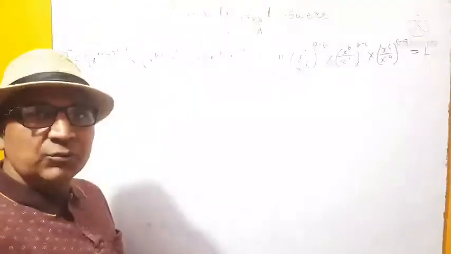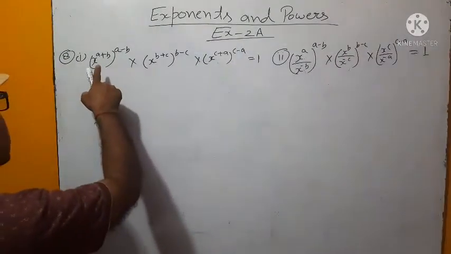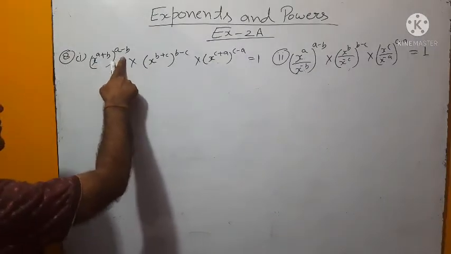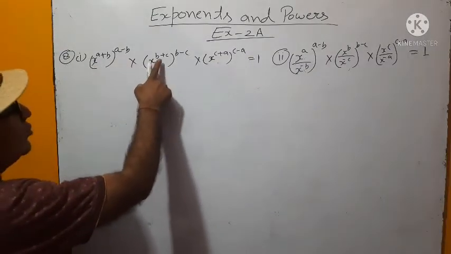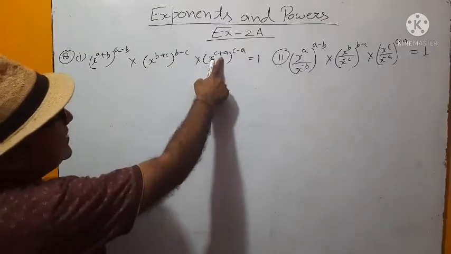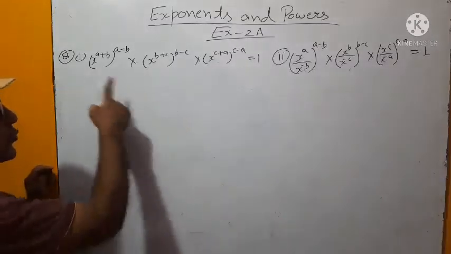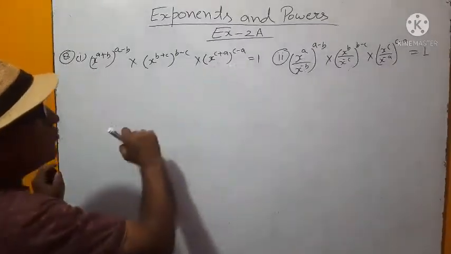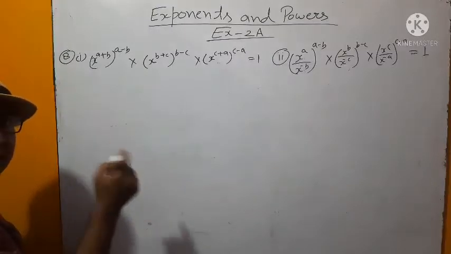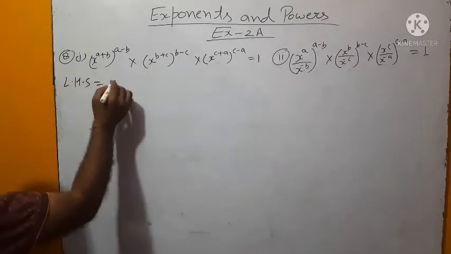Okay children, now see question number 8. In question number 8, the first part is (x^(a+b))^(a-b) into (x^(b+c))^(b-c) into (x^(c+a))^(c-a) is equal to 1. Again we have to show that this term is equal to 1. The process will be same as your question number 7. We will solve the left hand side.